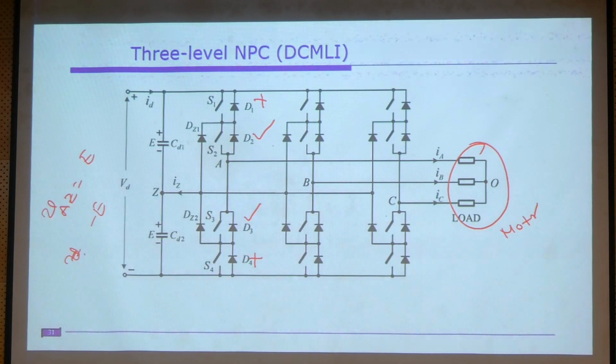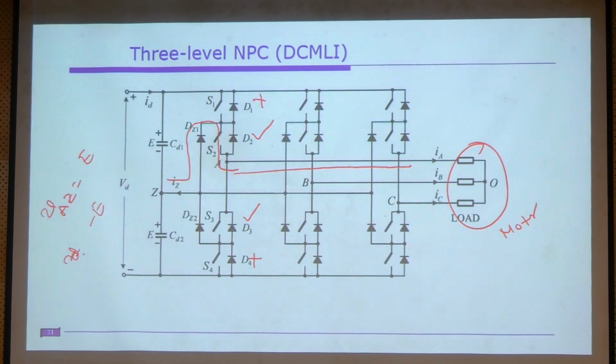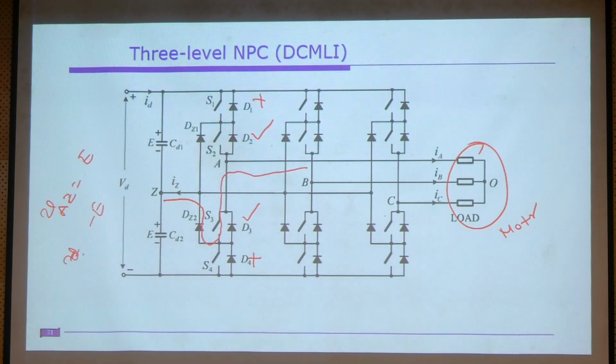Depending on the current direction, one diode will conduct. Let us assume the current is flowing in this direction. Then the current will flow like this through the switch and through the motor terminals. Understood? This is from the source to the load. In the other case, during freewheeling time or during regeneration time, it will flow through this switch and through this neutral point. Understood? It's clear?